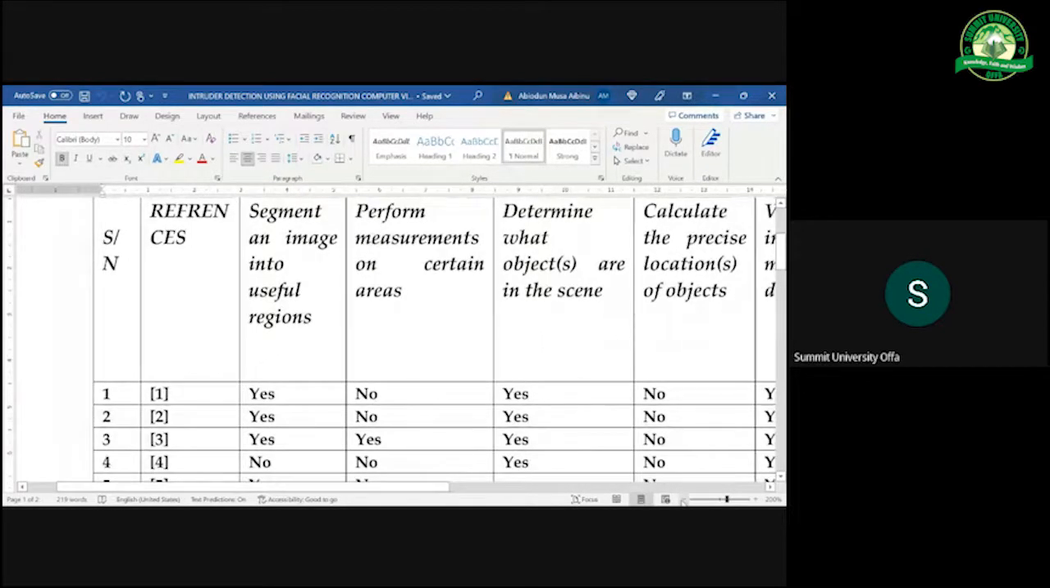Okay. So in the first paper, which is reference 1, segment an image into useful region, yes or no? Yes. So we now want you to probe further what type of segmentation technique is being used in that paper. So what I'm now asking is that you need to create another table. That table just focuses on what is called the type of segmentation technique used in the paper.